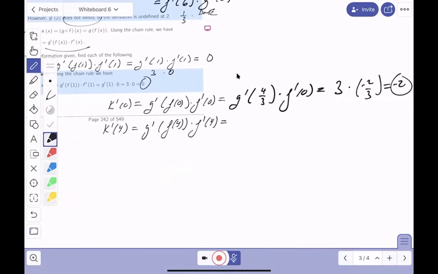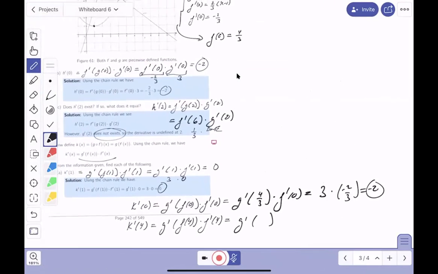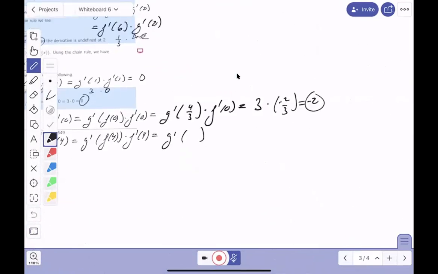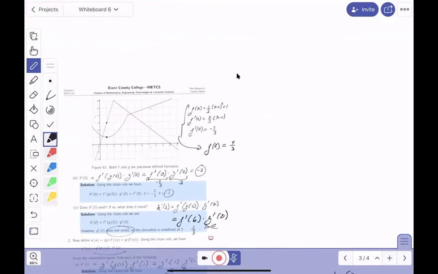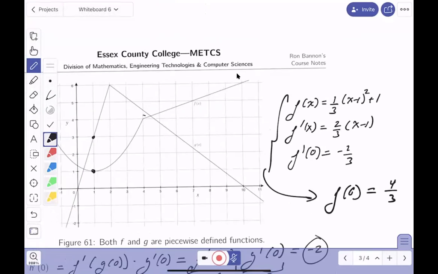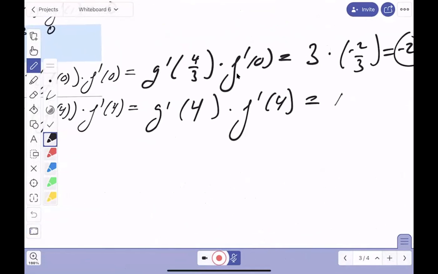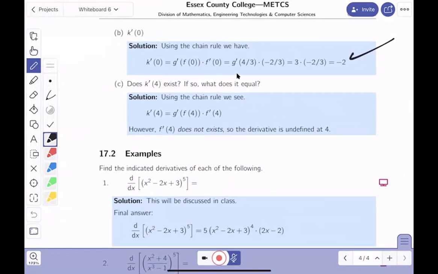Again, get a little better at this. g prime. What's f of 4? That's 4. f prime at 4. Well, you know what? I think I know f prime of 4. It's right here. It's D and E. So what's this guy going to be here? D and E. Let's go to that. D and E. All right.